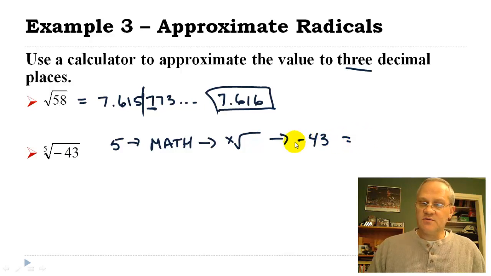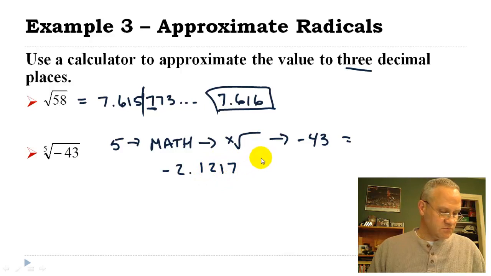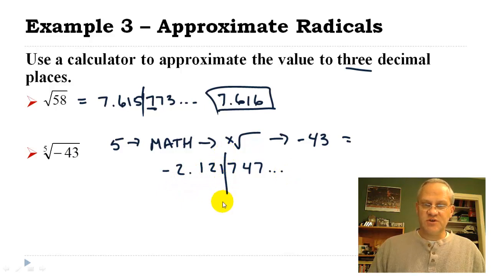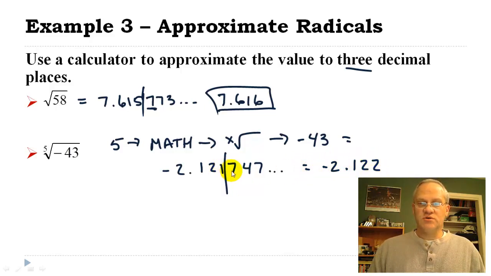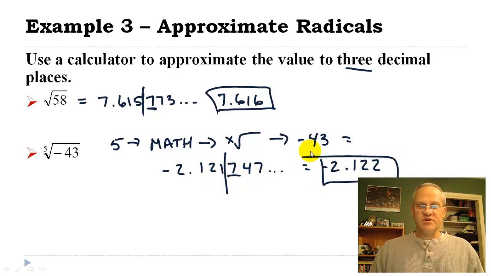And here's what I get. Negative 2.121747 and so forth. And again, we're going to round this to 3 decimal places. It means we're going to cut it off right there. And so our final answer there is going to be a negative 2.122, because this 7 again rounds that up to a 2. Okay, so that part shouldn't have been too hard. It's just typing stuff in your calculator.